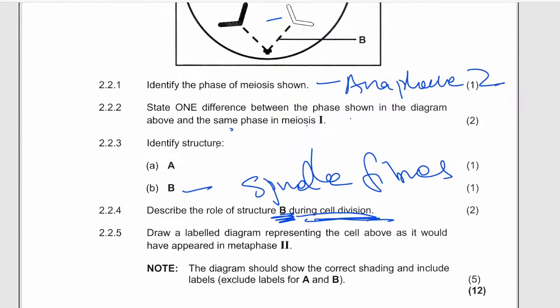So it holds the chromosomes in position along the equator, so that the chromosomes end up on different poles. Also they contract and pull the chromosomes, or chromatids, to opposite poles. So as long as it is linked to that, I think you will get a mark.